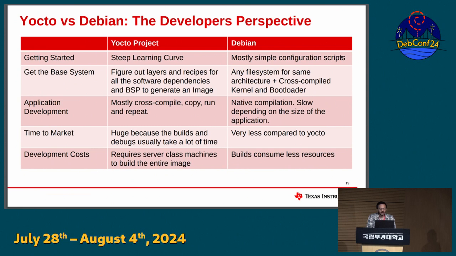And also for getting the base system, you will have to figure out the layers. As I showed earlier, the meta layers for different components, like meta-qt if you want the Qt stack, and if you need a browser, you need meta-browser, and those layers might depend on some other layers, like meta-browser depends on meta-clang. So figuring out these dependencies and also creating your own layer for your BSP is usually hard.